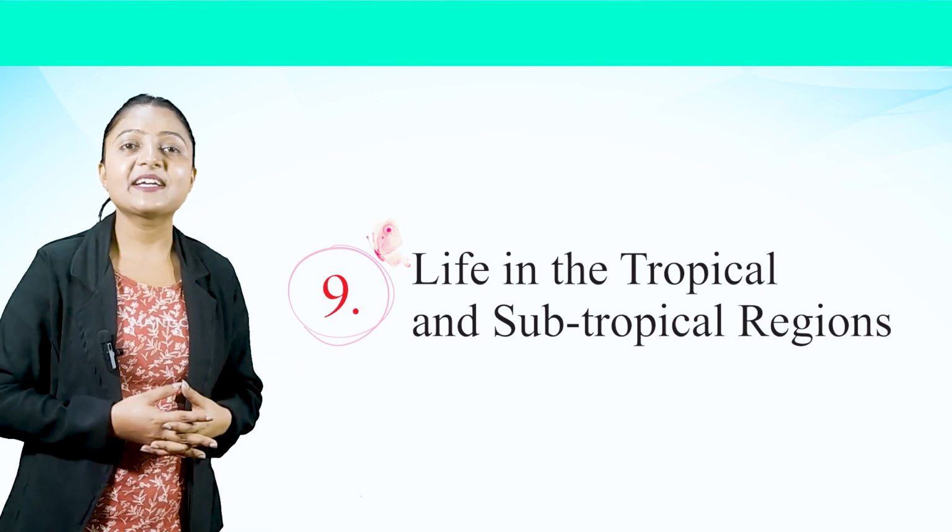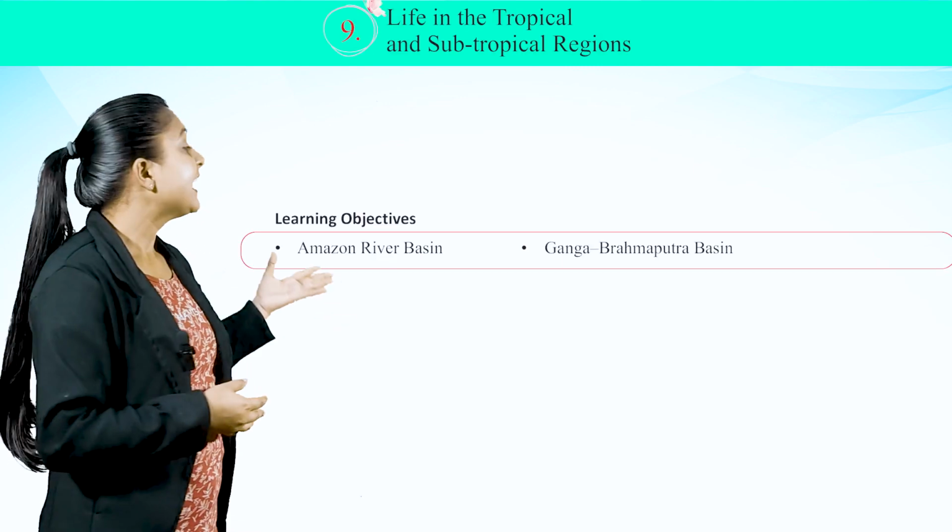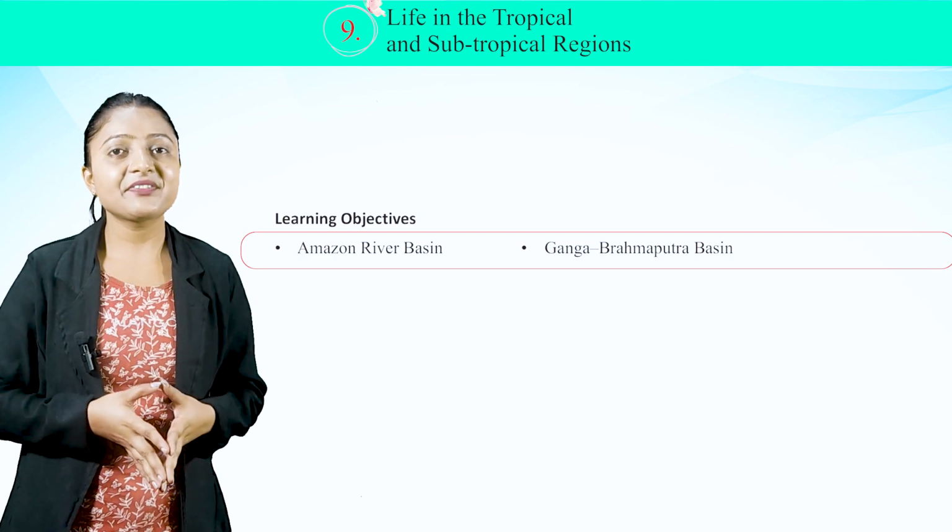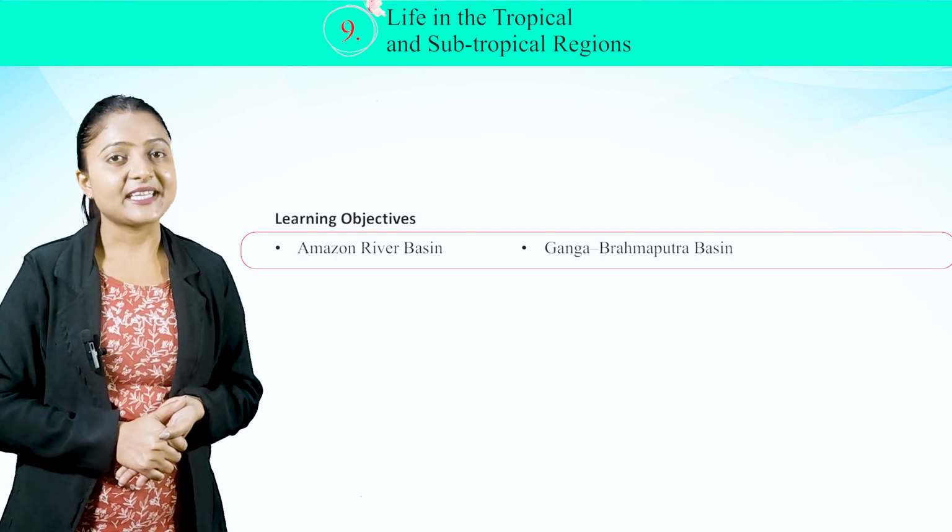Today we are going to start chapter 9, Life in Tropical and Subtropical Region. Learning objectives: Amazon River Basin, Ganga Brahmaputra Basin.